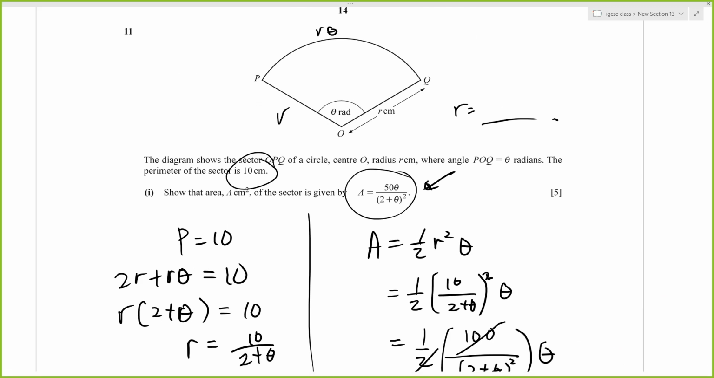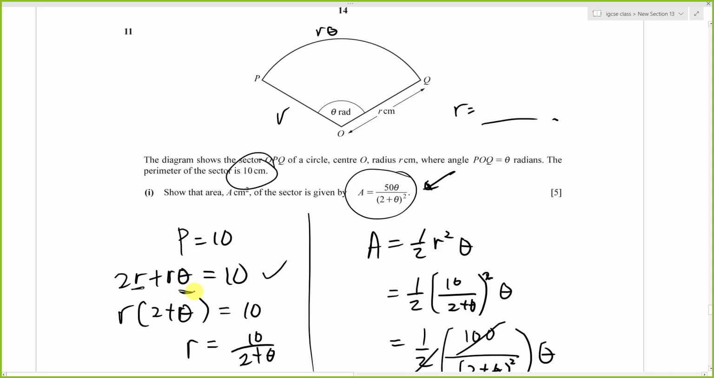So normally, first thing is I will read the question carefully. I see what information they give me. Normally they will give you area, perimeter or volume. They will give one piece of information, and the purpose of that information is to help you form one equation. But when you want to form one equation, you need to choose: do you need to make r the subject or theta the subject?